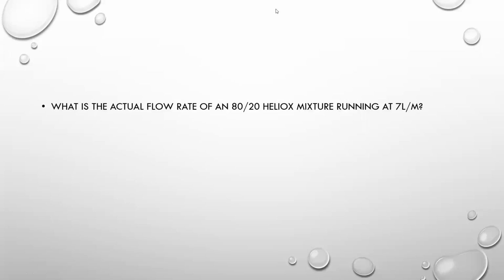80-20 mixture running at 7 liters. So an 80-20 mixture is going to be 1.8. So you're going to take 7 times 1.8. Your total flow is 12.6 liters per minute. Again, easy enough, but it's one of those recall kind of things. If you don't recall the information when you get to that exam, it's going to be a little bit difficult to answer that type of question.